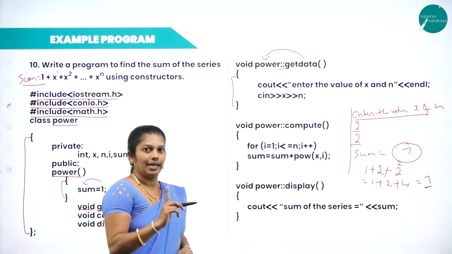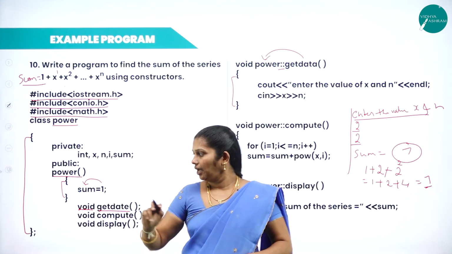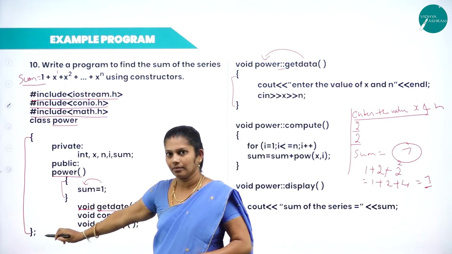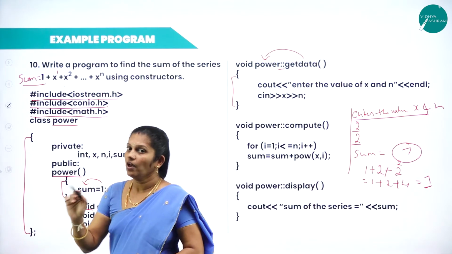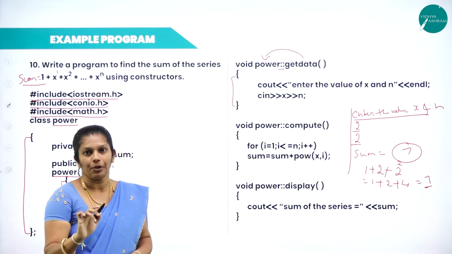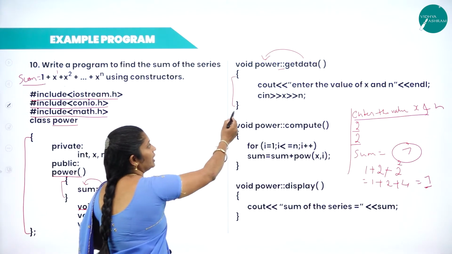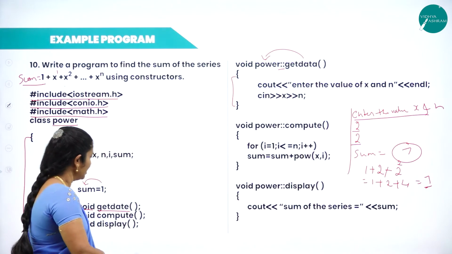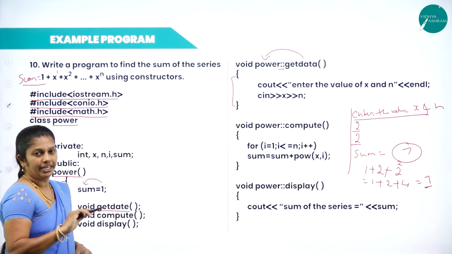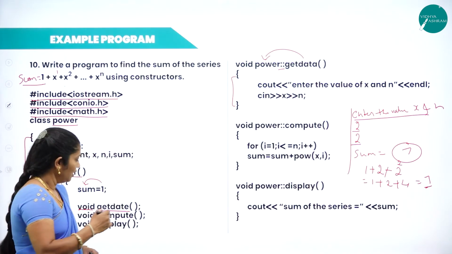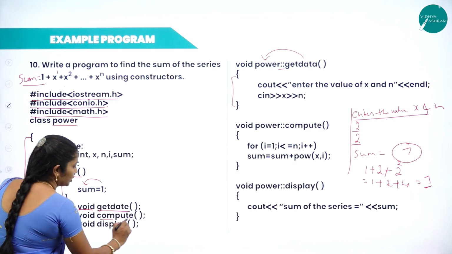Only to close the class, after the curly bracket, we have to write a semicolon. For other functions, we are not supposed to put any semicolon. We only write one curly bracket. It means that the getData function is completed. The input part is completed. Next we will move on to the compute function.